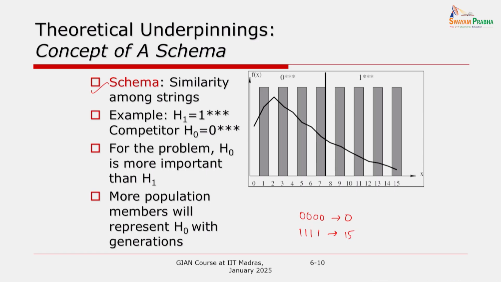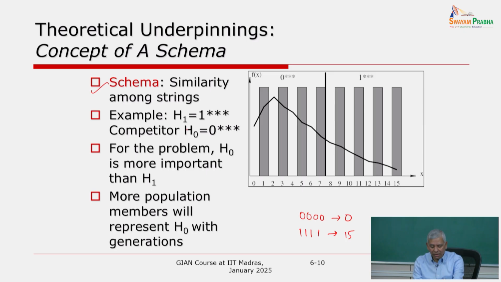So that, and any other string will be decoded to a value here. Okay. Now, when I say a schema like this, where it's 1 and all star, a schema is actually a combination of stars and zeros and ones. Star means I don't care whether it's a 0 or a 1 in my string. So this schema means I can have 0 or 1 at the second place, 0 or 1 at the third place. So you have 2 times 2 times 2, 8 options.